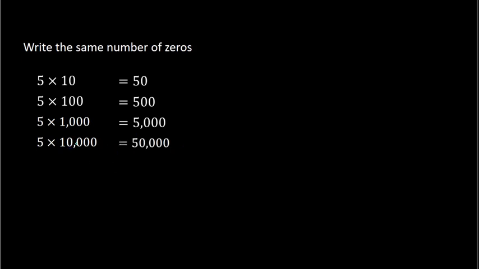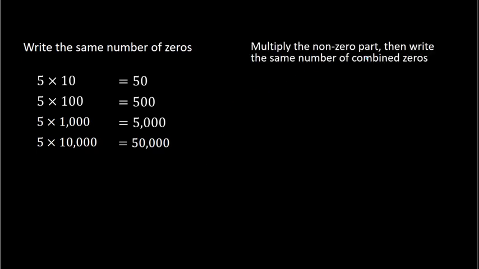So these are the most basic type of questions that you will see when you're multiplying a number by a multiple of 10. Now what if it was not times 10, but let's say it was times 20 or 30 or 200 or 4,000. And then what if the number to begin with is not one digit? What if it's like 20 times 30 or 200 times 4,000? What do you do then? So when you do this, you want to multiply the non-zero part and then write the same number of combined zeros. So for example, here we have 80 times 40.